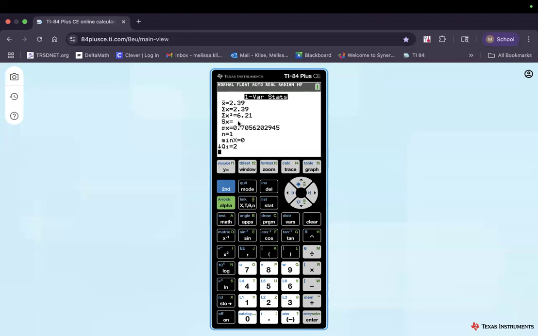Notice how there's no Sx. That's okay. It's because we don't do sample standard deviation with expected value. We just don't. So all we have is the population standard deviation. So my standard deviation here, I'm going to write these down. Hold on here.